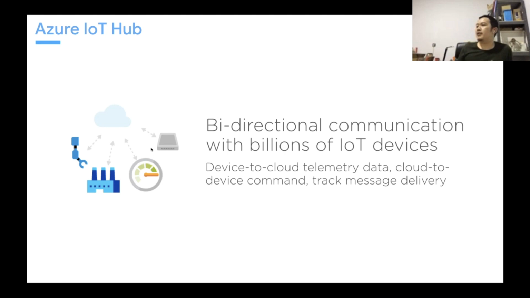And we can track the delivery. I mean, you can make sure that the message has actually arrived at the destination. There's also a feature to resend messages from the device. For example, if you have connectivity that is not really reliable, there are features that we can use to resend the messages from the device.